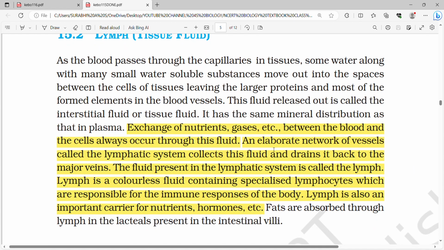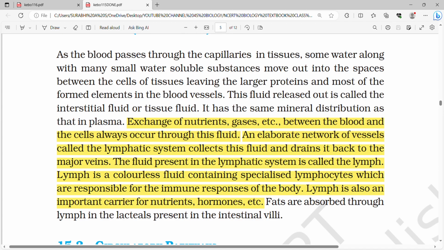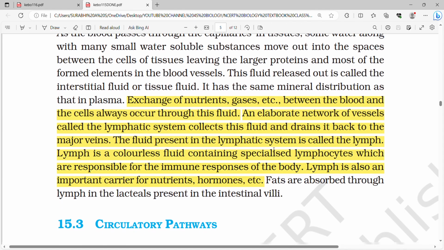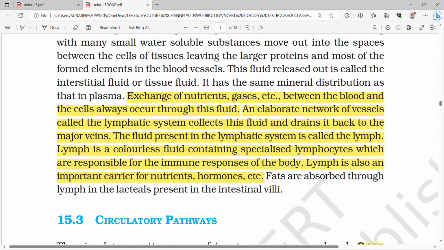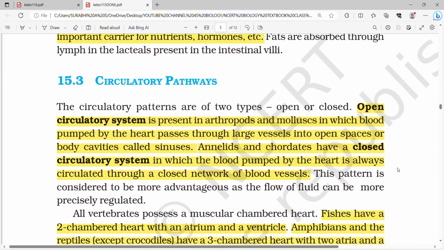Next, moving on to the lymph. Exchange of nutrients and gases between the blood and the cells always occurs through a fluid, which is called lymph. An elaborate network of vessels called the lymphatic system collects the fluid and drains it back to the major veins. This fluid present in the lymphatic system is called lymph. Lymph is a colorless fluid containing specialized lymphocytes which are responsible for the immune responses of the body, and lymph is also an important carrier for nutrients and hormones.